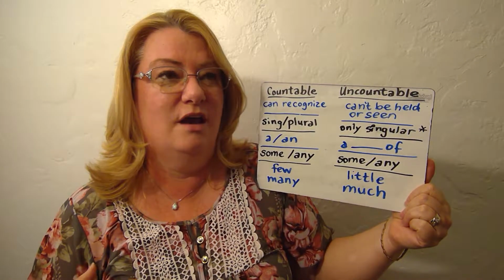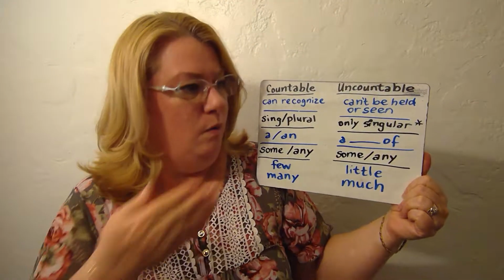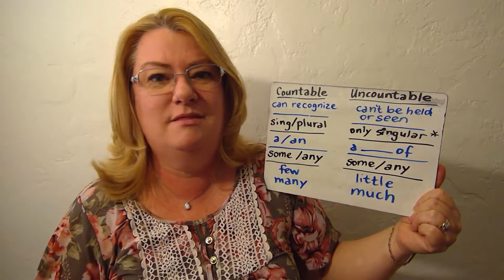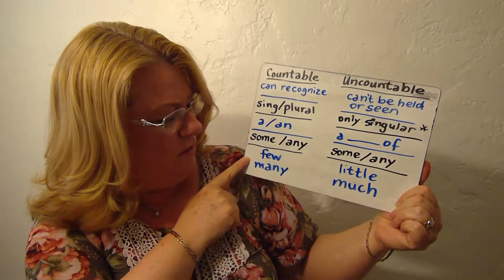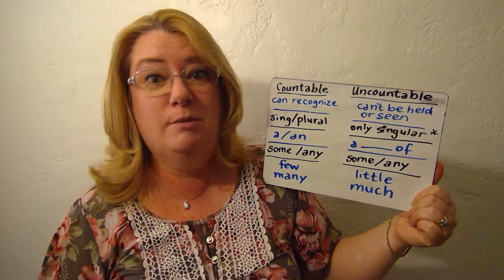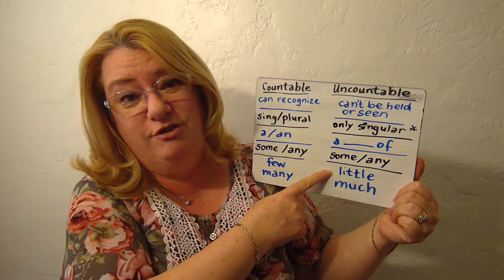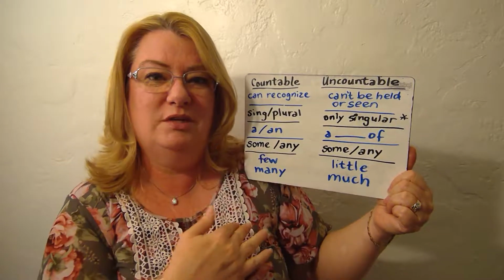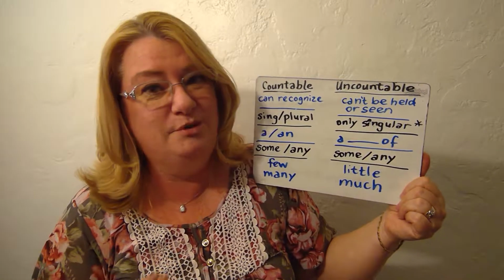There is some garlic that needs to be added to the meal. And you might say there shouldn't be any garlic in the meal. And we're going to look at few and many. You can talk about a few chairs. You can talk about many chairs. But when you talk about uncountable, you might have a little furniture, or there might be much furniture inside the home. So these are the ways that we can be looking at how to look at countable and uncountable nouns.